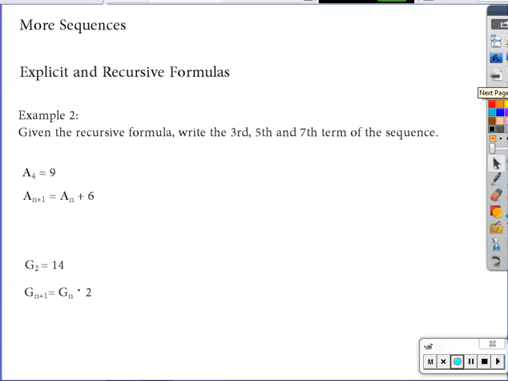What if we're given the recursive formula, right? The third, fifth, and seventh term of the sequence. This is a little bit different. Here, what I would tell you is a recursive formula. We're not going to do a lot with these, but what this tells you here is that the fourth term, a sub 4, is 9.